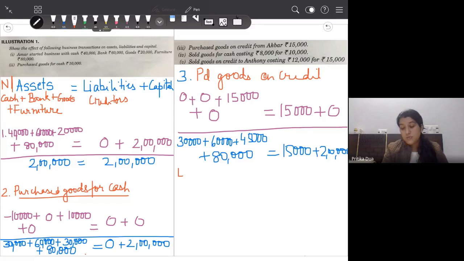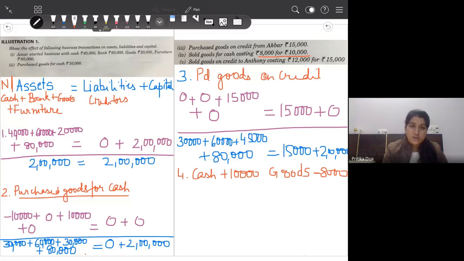Okay, now the fourth transaction, what is it saying? Sold goods for cash. So the first impact is that you have sold goods on a cash basis, so cash is coming into your business. So the cash balance in the business will increase. But then please pay attention here. The goods were worth 8,000 which you sold for 10,000. Cash is coming into the business, and how much cash? I am writing it, 10,000 cash is coming in. How much were the goods? Your goods were worth 8,000. So goods going out of the business are worth ₹8,000.